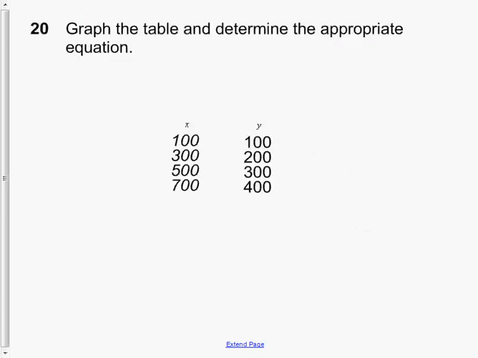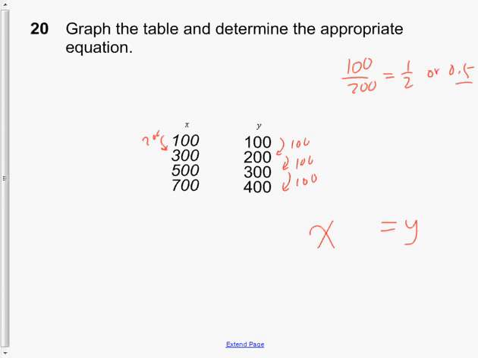And finally, question 20, it says graph the relationship and determine the appropriate equation. So the difference here is 100 each time. The difference here is 200 each time. So 100 divided by 200 is really 1/2, or 0.5. So in the equation, I'm going to use the decimal this time just because I can. You need to say 0.5 of x, or if you wanted to, 1/2 of x. Either way is fine. I'm going to keep both of them.